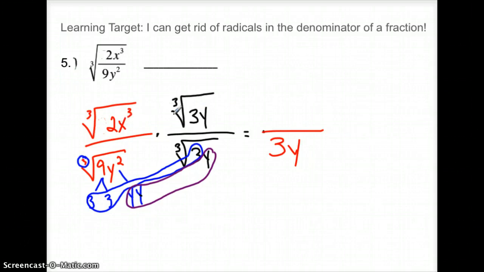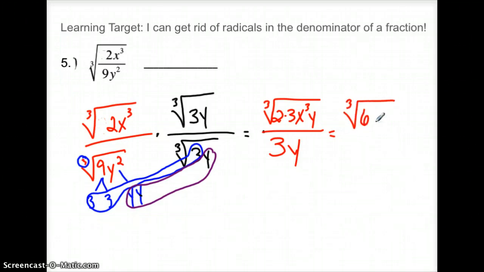Now looking at the top, they're both cube root houses, which is super nice, because then I can just multiply everything under there together. So I'm going to multiply the 2 with the first fraction with the 3 from the second one. And then I'm just going to rewrite the x cubed and the y. So let me clean this up. Let's see what we're looking at. We're looking at 6x cubed y over 3y.